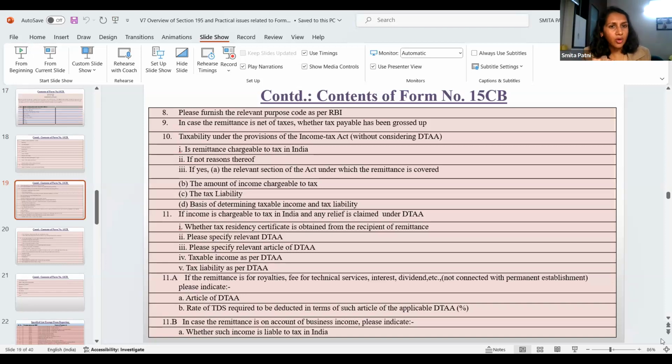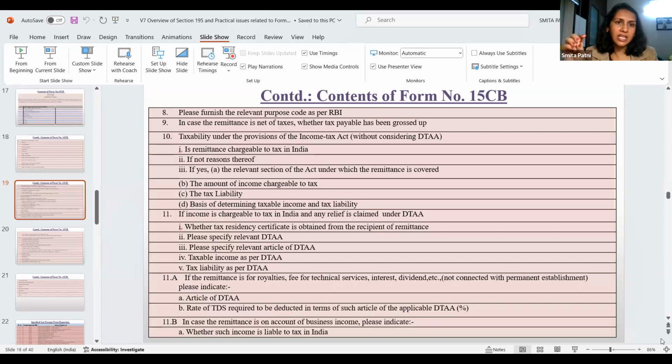Now in clause 10, this clause refers to the income tax, that is the domestic tax. It says, is the remittance chargeable to tax in India? Yes, obviously, then only we are filing 15 CB. If not, give the reasons therefor. Generally, 15 CB would only be filed if it is chargeable to tax, and it may go out from the treaty, that is different. But generally, 15 CB is only prepared in case it is chargeable to tax.